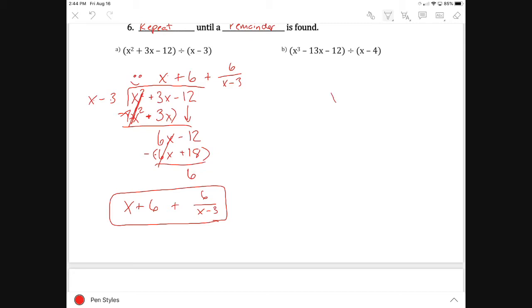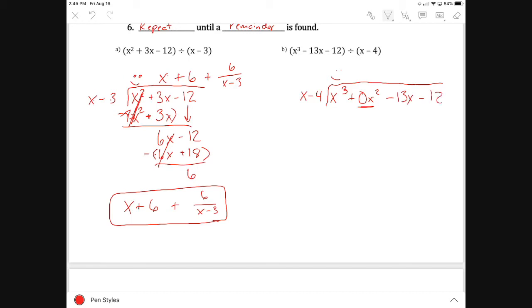So now we're going to work on our letter B. So we've got x to the third minus 13x minus 12. I told y'all this before, but we're going to have a remainder because we don't have that in there. So this is about to change what we have. So we've got x to the third, and we're going to have that 0 number. So we're going to have x to the third plus 0x squared minus 13x minus 12.